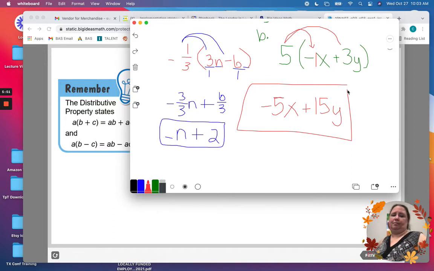Any questions? Yes, Ricky. So how did you get 15? So when you're doing distributive, we do the 5 times the 3 to get the 15. We did the 5 times 1 to get the negative 5 at the beginning, and so 5 times 3 to give you 15.